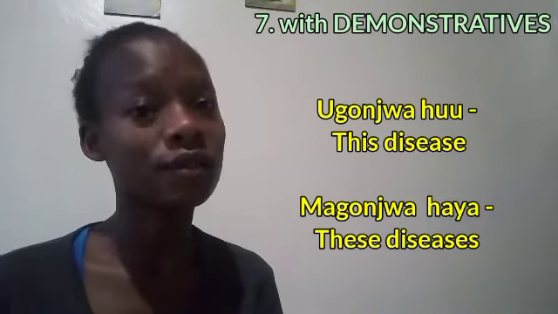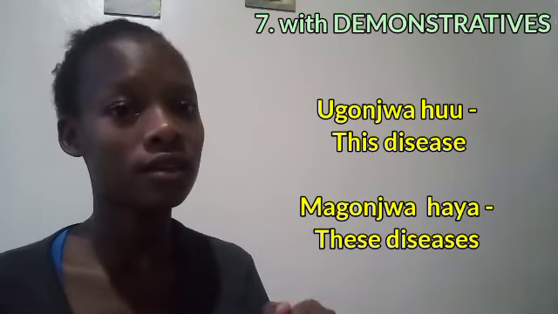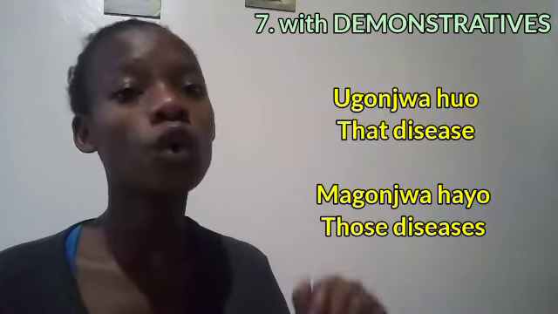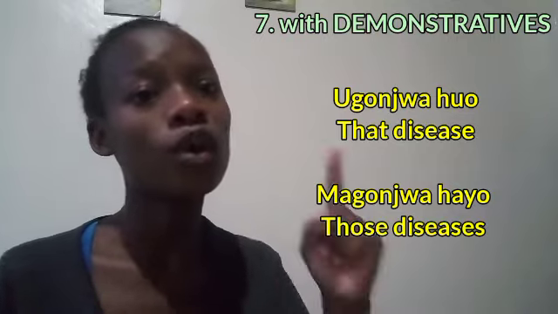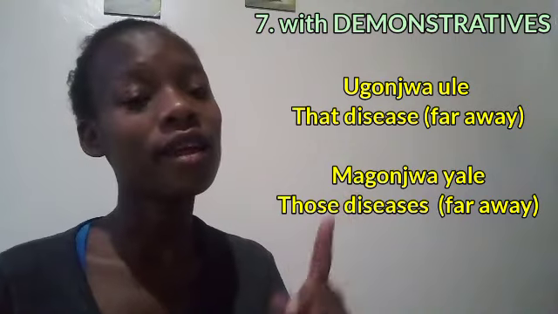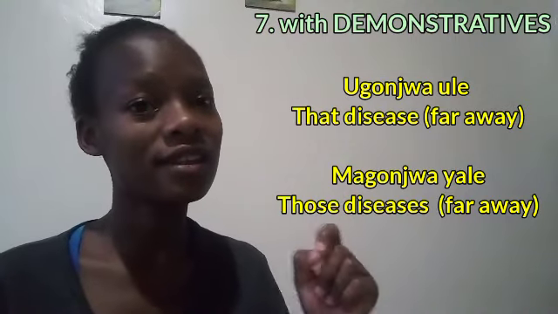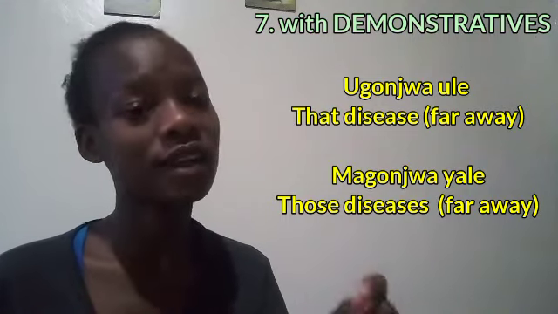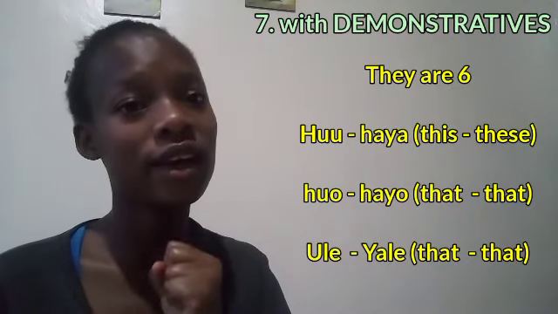With demonstratives, ugonjwa huu, this disease. Magonjwa haya, these diseases. Ugonjwa huo, that disease. Magonjwa hayo, those diseases. Ugonjwa ule, that disease, at a far distance. Magonjwa yale, those diseases, at a far distance. So we use those 6 in the U-YA noun class.